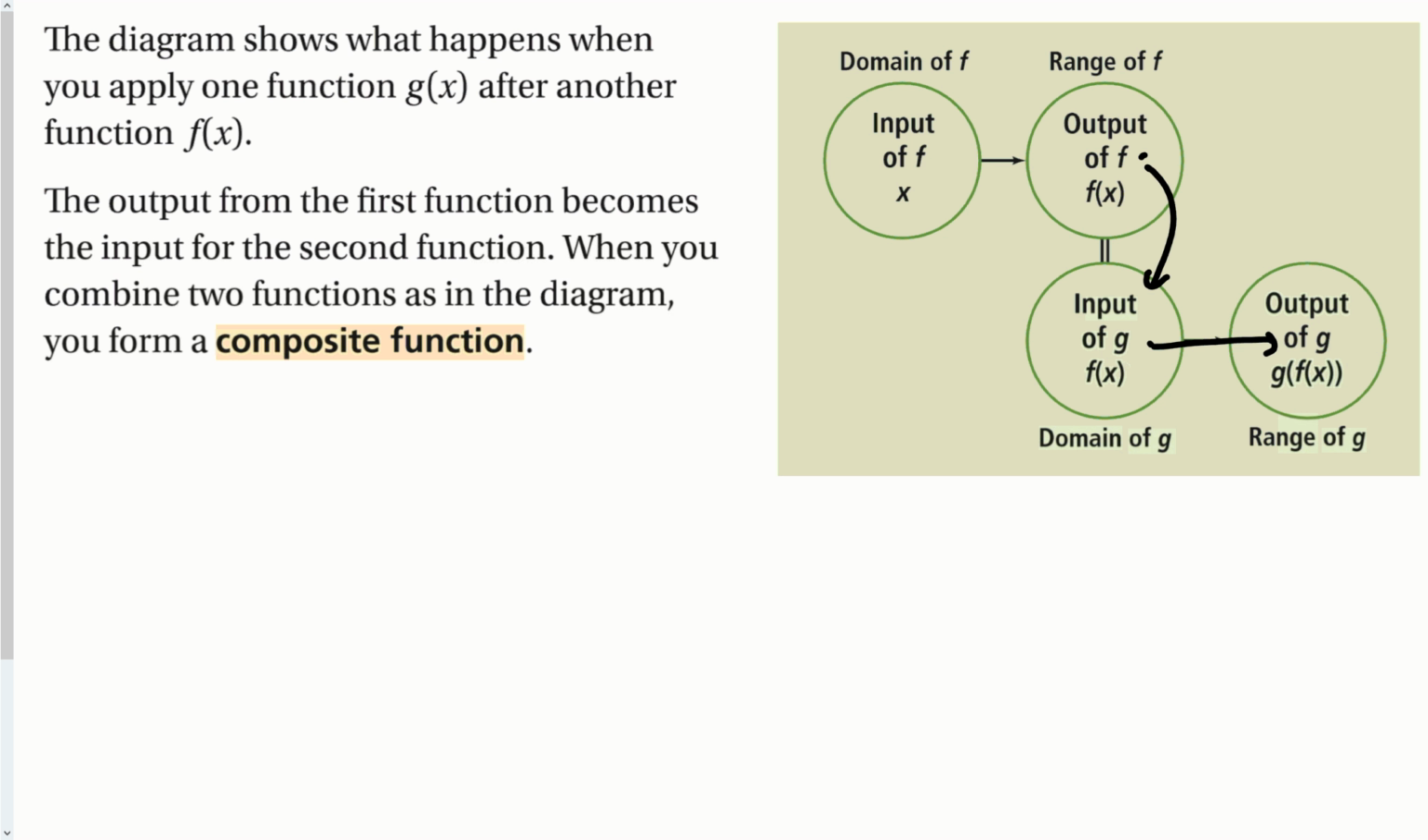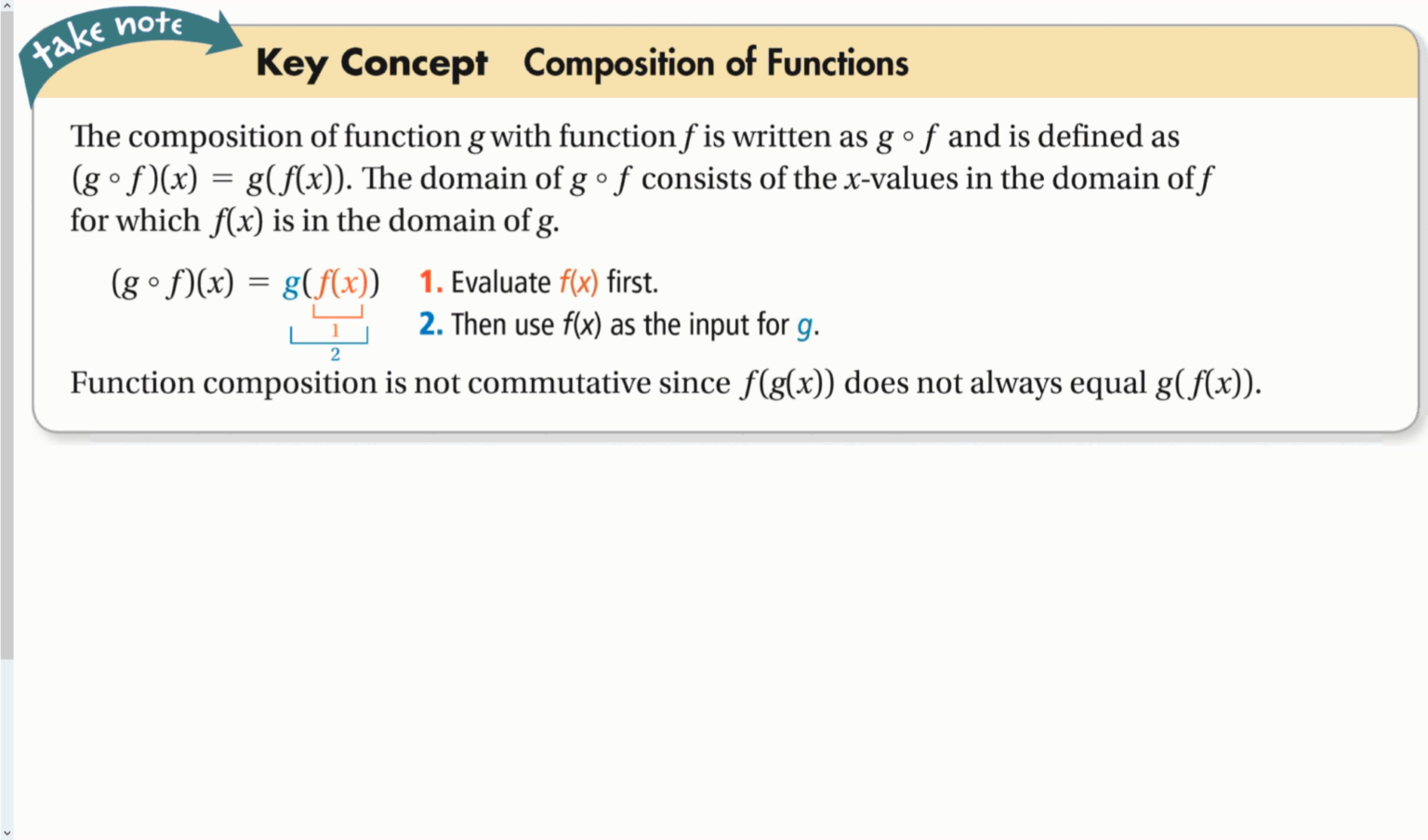When you do this, it's called a composite. This little open circle right there is the symbol for composite. The way you read it is g of f of x. You do the f of x first, then you do the g of x. So we're doing the inside first, and then moving to the outside. And this is not commutative. F of g of x does not always equal g of f of x. They're sometimes not equal to the same thing.